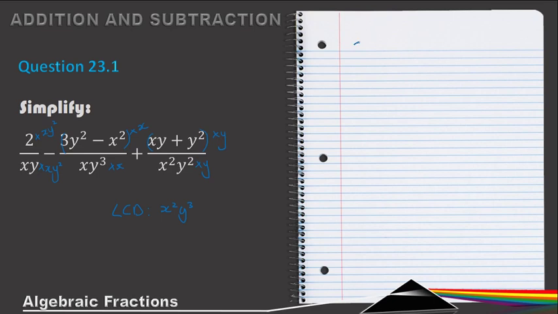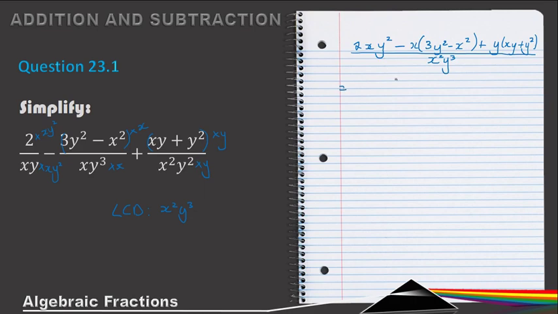So that's 2xy squared, and then minus x times 3y squared minus x squared, and then plus y multiplied by xy plus y squared. That's all over our lowest common denominator, x squared y cubed.